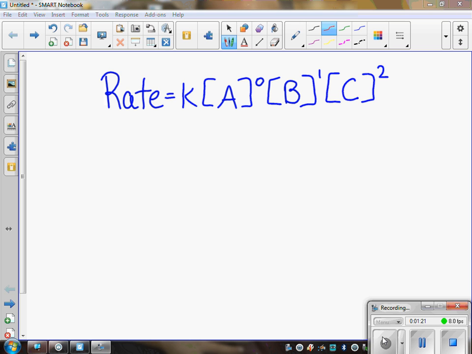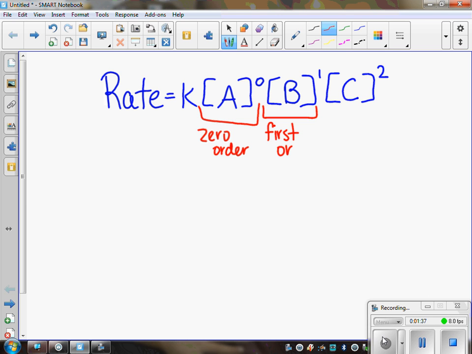And so what we do is we call the first one, since A here has a 0, we call that 0 order. So if I was speaking to somebody, I would say, well, you can see that A is 0 order. For this one, I would say that B is first order, because it's a 1. And I'm sure you can guess that I'm going to say that C is second order. Now what we need to do is figure out what that means, okay?